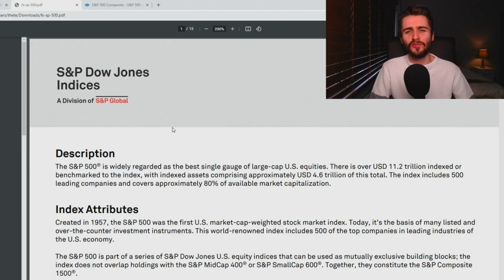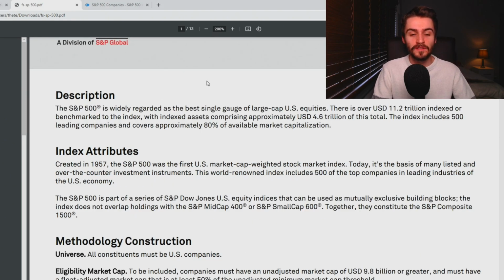Anyway, what I have on screen in front of me is the fact sheet for the S&P 500 index, and this can be found on the S&P Global website, and I'll leave a link to that in the description if you're interested in checking it out. These fact sheets will tell you everything you need to know about the index you're looking at, and you can find the fact sheets from most major indexes online.